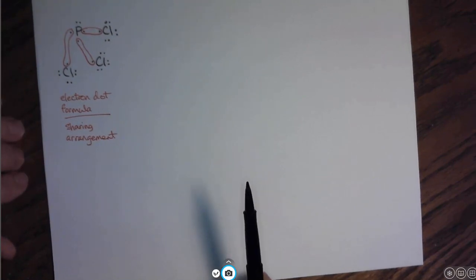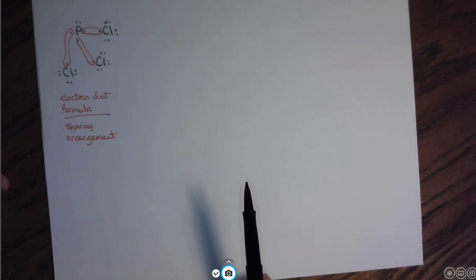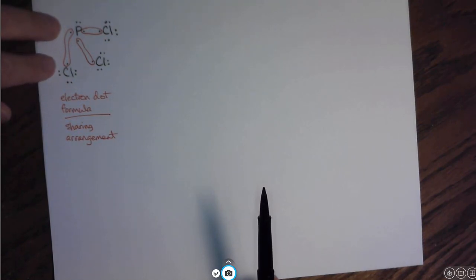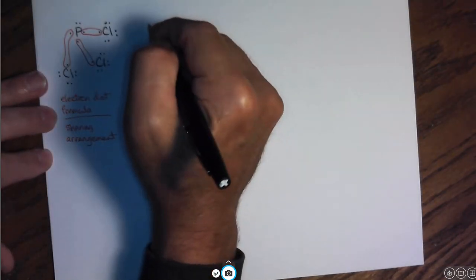So after we get the sharing arrangement, Mackenzie, what's the next step in this process trying to get to a molecular shape? It's a step-by-step process. These are the first 2 steps. What's the next step? No, it's called a Lewis dot formula. It's kind of like an electron dot formula. We call it a Lewis dot formula.